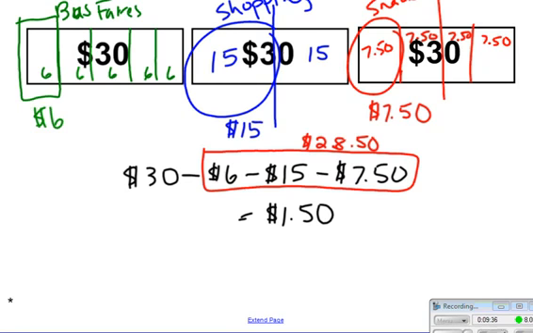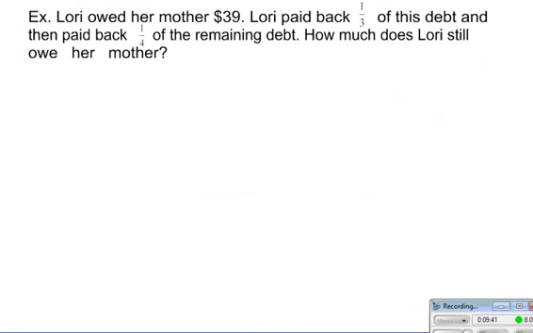So this problem is very similar to the last one you looked at, where you're starting with an amount of money and then you are paying amounts back. This one, the wording is a little bit different. So it says Lori owed her mother $39. Lori paid back 1/3 of this debt, so 1/3 of the $39, and then later on paid back 1/4 of the remaining debt. So she paid back 1/3 of the original amount, and then whatever was still owing, she paid back 1/4 of that amount. So that's what the remaining means. So we want to know how much is she still owing.